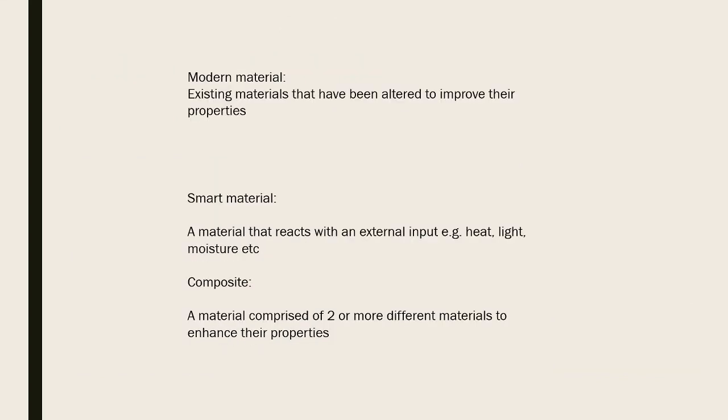So just to clarify, the key difference between modern, smart, and composite. Modern materials are materials that have already existed, but they've then been altered to improve their properties in some way. Smart materials are materials that react to an external input. That could be heat, light, moisture, it could be anything. And then a composite is a material comprised of two or more different materials to enhance their properties.